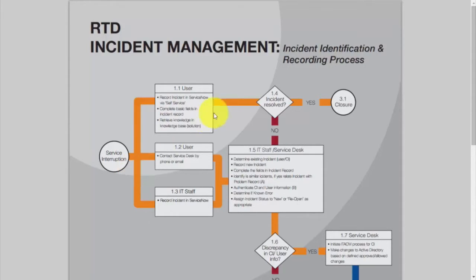If by the user, there are two options for them to record the incident. The first would be to record the incident in ServiceNow via self-service. If they use this option, they're going to complete basic fields in an incident record and potentially retrieve knowledge in the knowledge base, which would represent a solution for a known issue. At that point, the incident is either resolved, and if it is, then we fast forward to closure. If it is not, then the user would communicate with IT staff or the service desk.